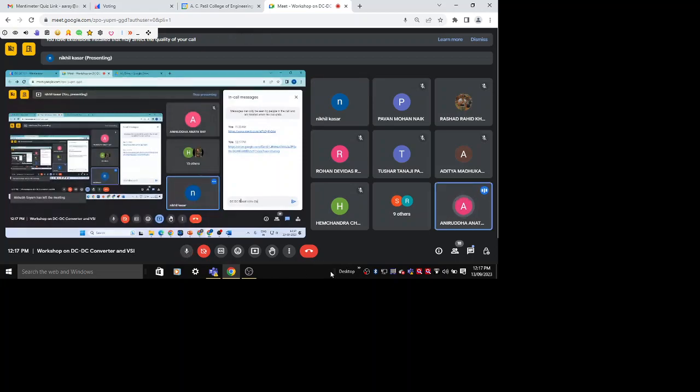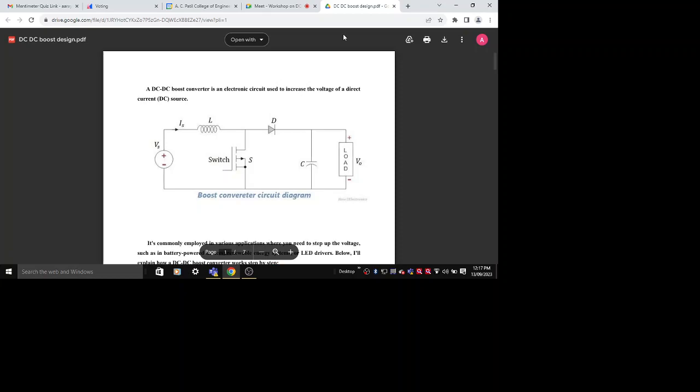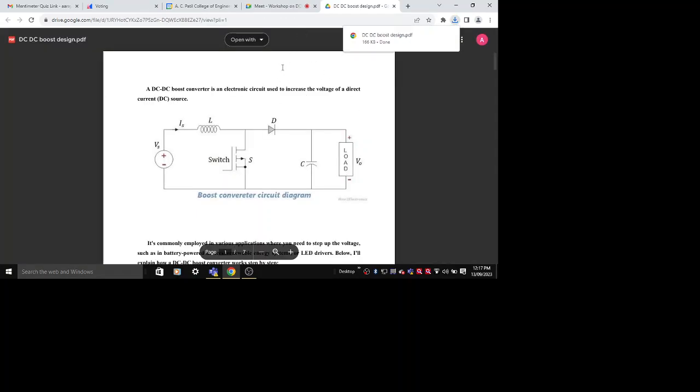Okay, I think students, I have shared the drive link in this chat box. Please check. I have shared the drive file of the DC to DC boost converter design. You can access that PDF file if you click on the link. So in the chat box, you will find the PDF file. Okay. Can I continue, sir?